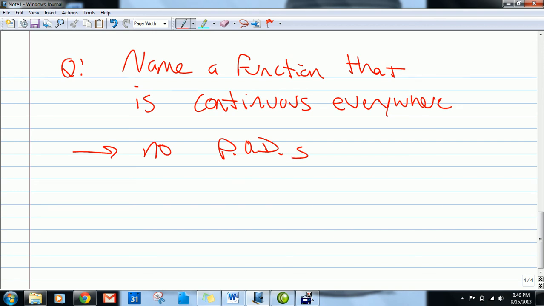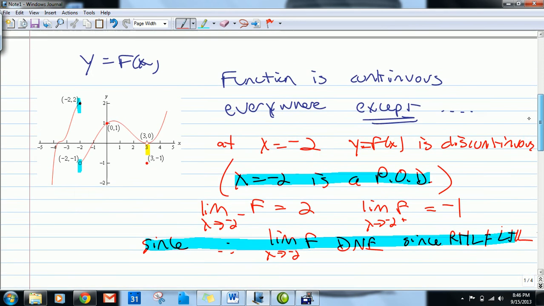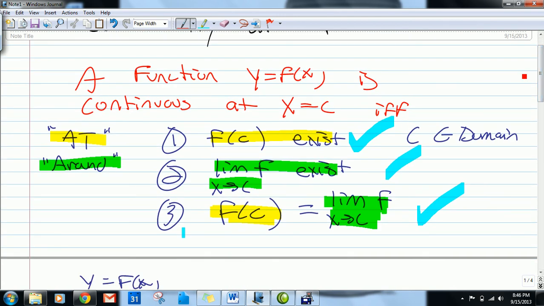There are no issues. There are no points that are discontinuous. All of these three things happen at every point for that particular function. That's your question for class. Bring it. Try to think of it. Do what you can. I'll see you in class.